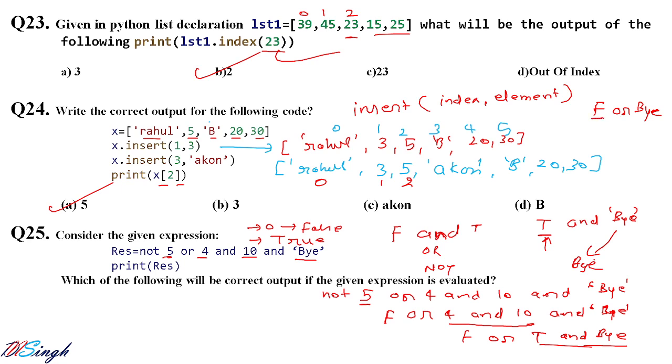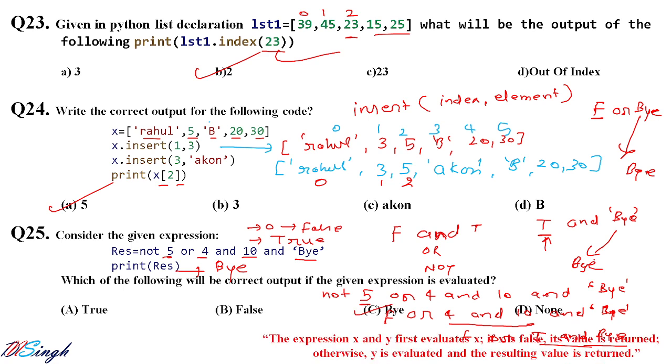Because the first operand is false, the output of the or will depend on the second operand. So this is also going to return what? The output for this expression is "by". If you didn't get it, I will give one short definition here so you will understand it properly. So let us see the answer. Option C is correct for that particular answer.